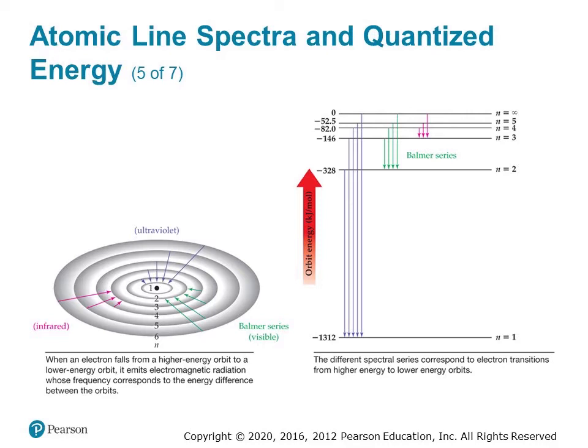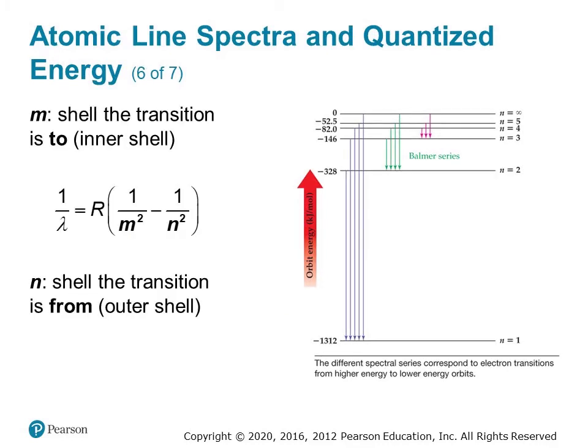All of these transitions correspond to electrons falling from higher energy orbits down into the n equals 2 or second orbit. There is, in fact, an equation that describes all of the observed transitions in terms of the orbit numbers, shown here. When an electron drops down from a higher energy orbit n down to a lower energy orbit m, the wavelength of light emitted can be calculated from the equation here.